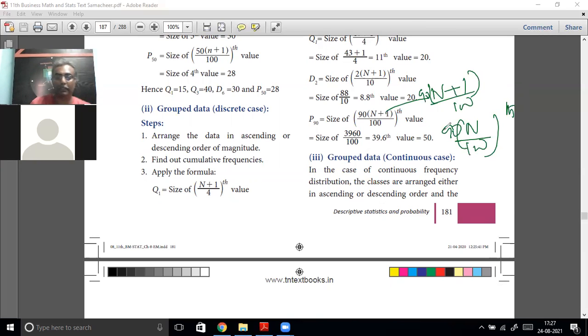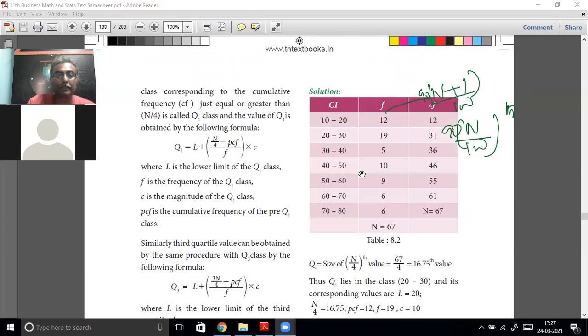This is very important. First arrange in ascending order, all that you do. Then you have to form the formula, a very different formula. Let us try to do this. Understand that Q1 is equal to L plus n by 4. N is what? Cumulative frequency. Okay. Like previously, you have to form the data like this.